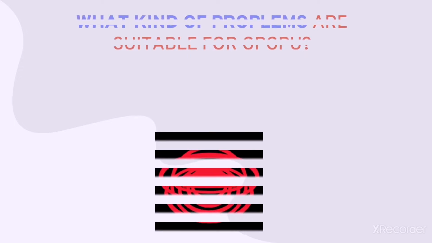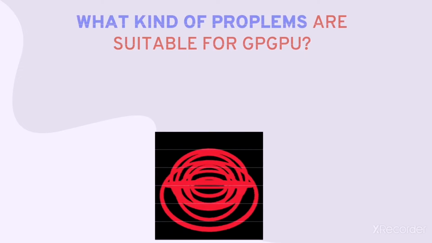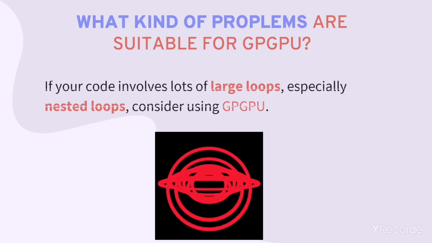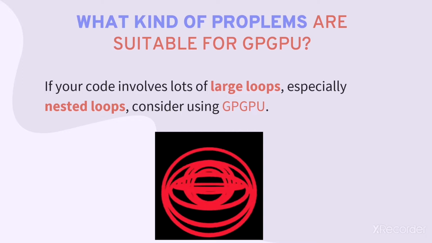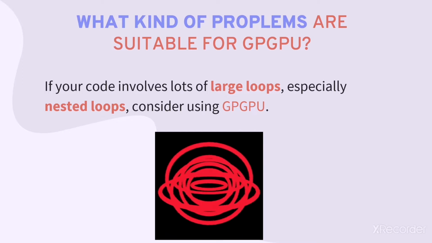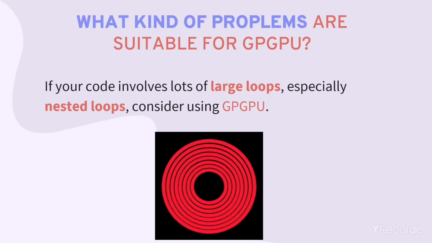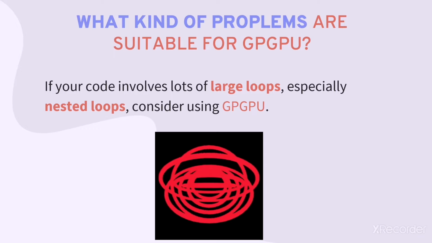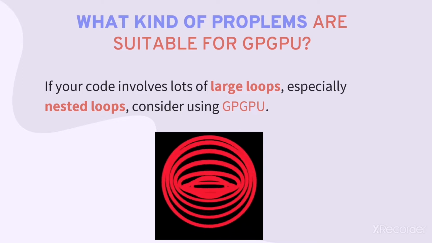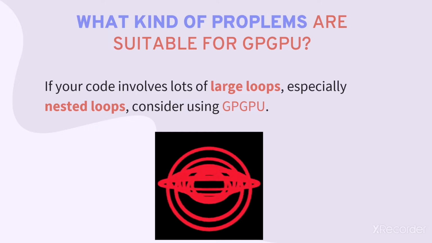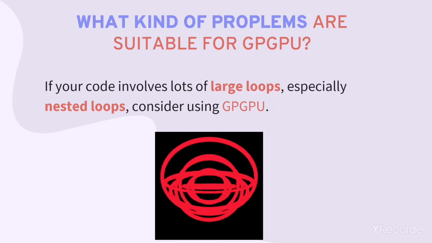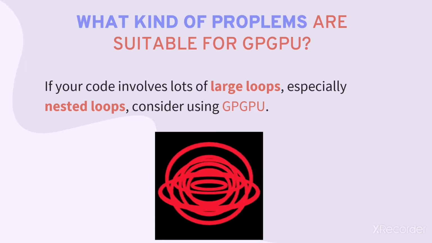Now let's see what kind of problems are suitable for GPGPU. If your code involves lots of large loops, especially nested loops, in such case consider using GPGPU. If the code within the loops can be reduced to a fairly simple algorithm, it is a good candidate. If your dataset fits or can be made to fit into the memory of the hardware, it is a very good candidate. If your code involves manipulating large matrices, GPGPU should be ideal.